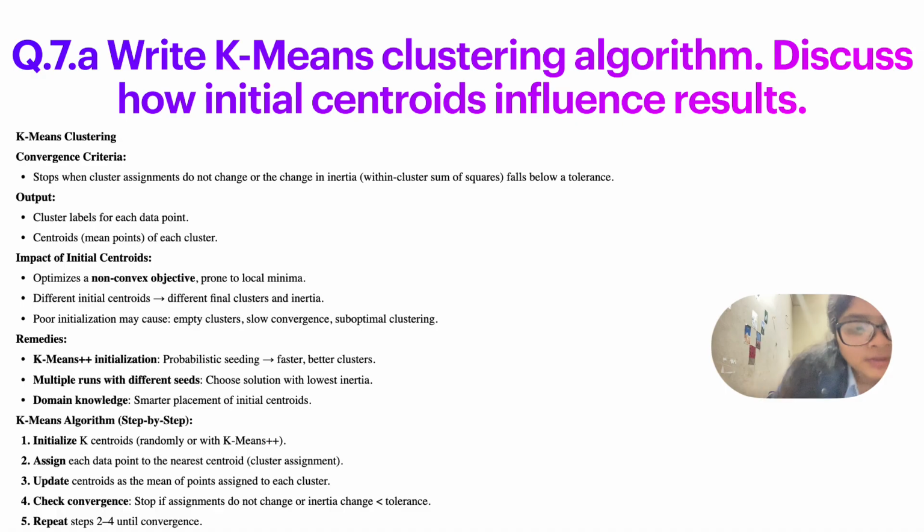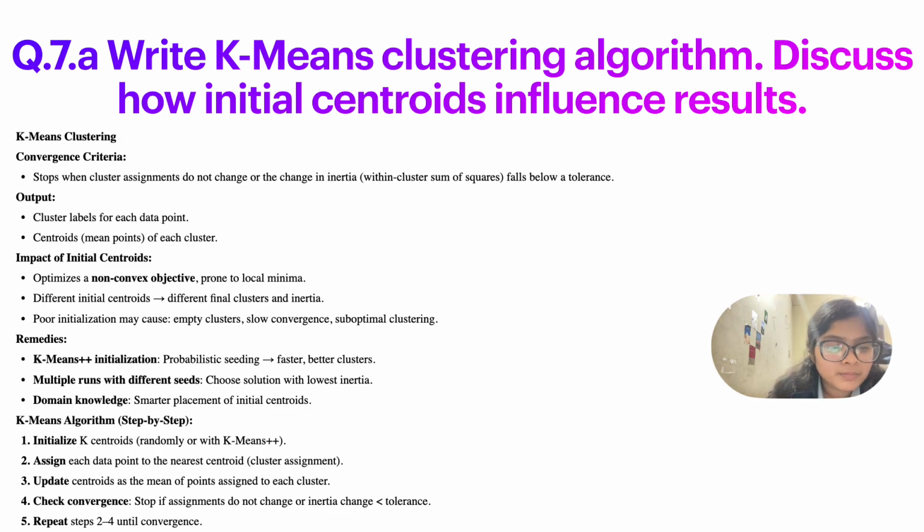And the remedies that we can use for avoiding such situations are k-means++ initialization, probabilistic seeding, which is faster and gives better clusters, multiple runs with different seeds and choosing the solution with low inertia, and domain knowledge, where we do smarter placement for initial centroids rather than just selecting random centroids.